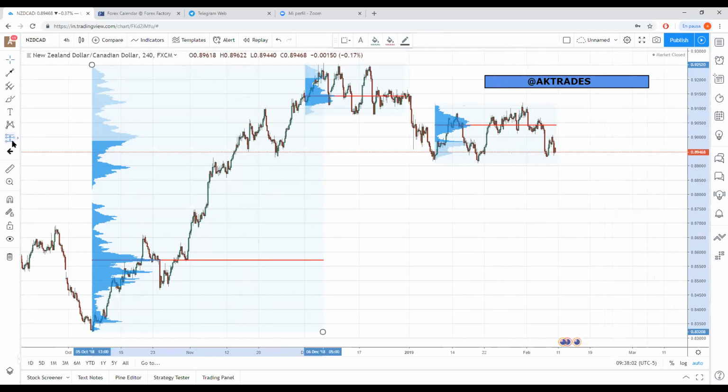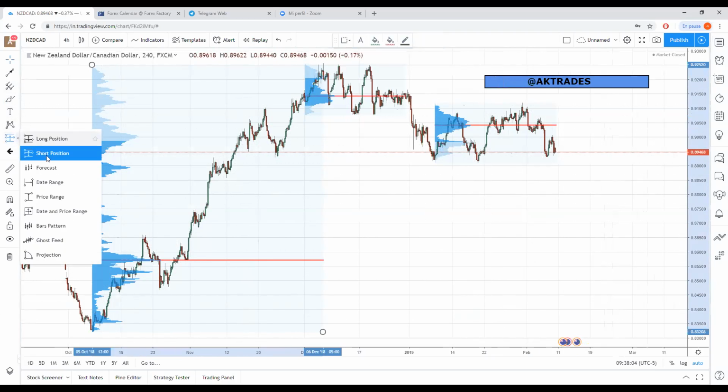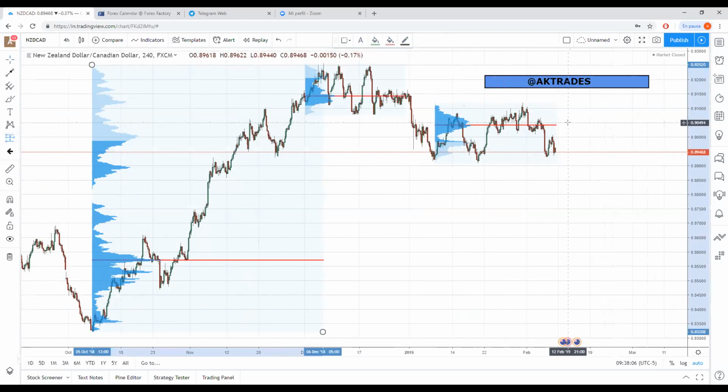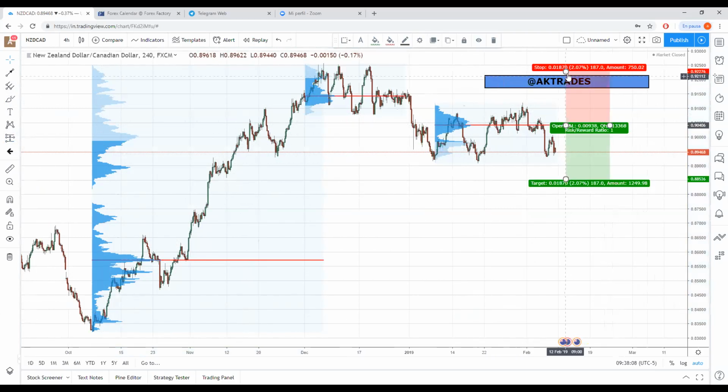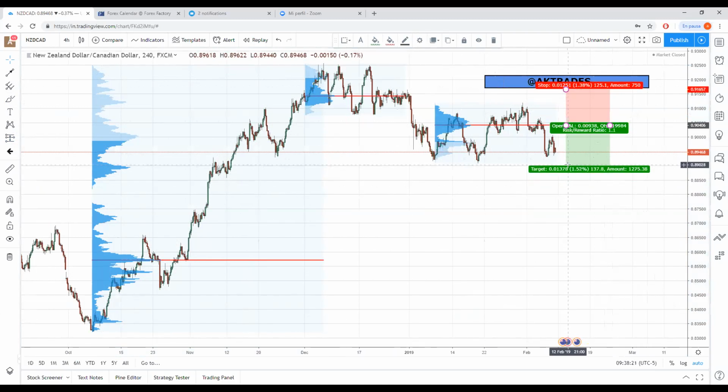So I would love to see a pullback to the POC, the point of control, and enter this trade with the stop a little bit higher than this accumulation and look for profit points. What would be my first profit point? Conservatively it could be here, but the risk reward is not that good, so no. My first TP would be around this area.